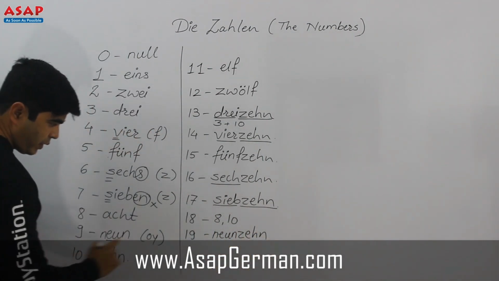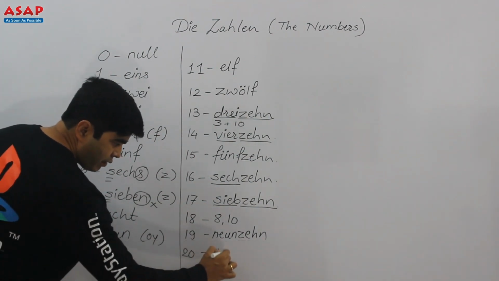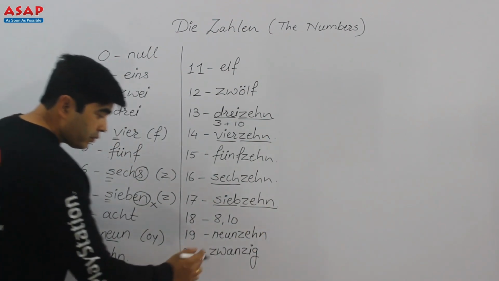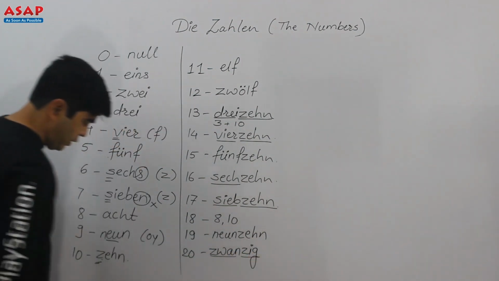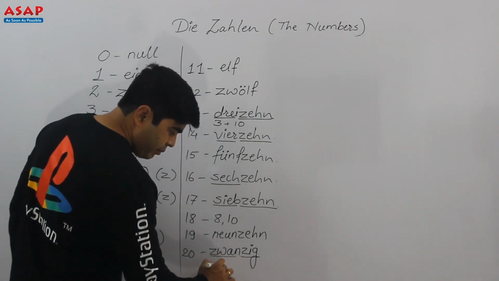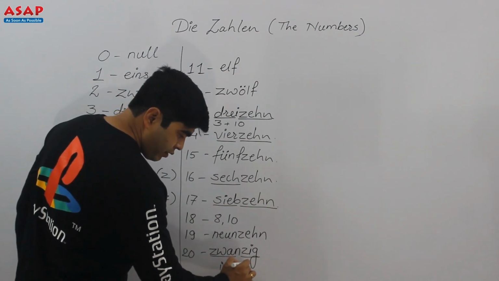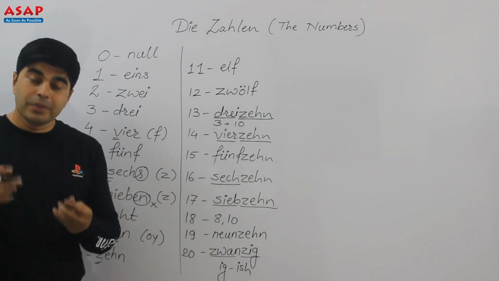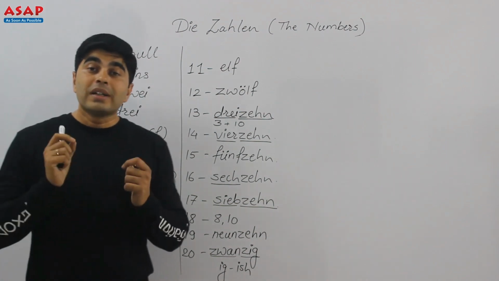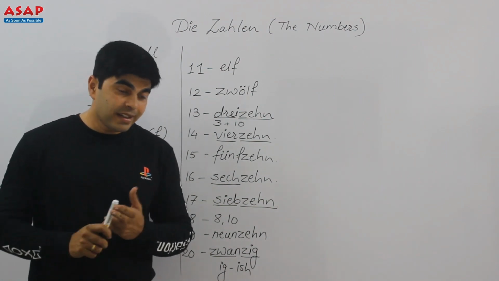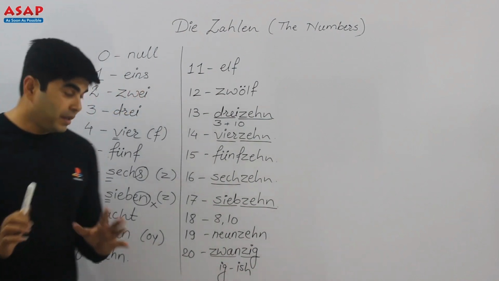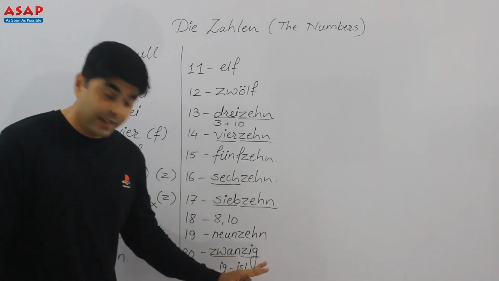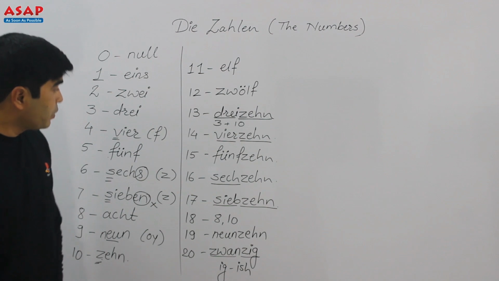And 20 will be zwanzig. What is 20? Zwanzig. Now this ig here is pronounced as ish. But you will notice that there are people who say zwanzig with a g. So g is also correct. Both are fine, you can use anything. But the ish version is most commonly what you will hear in audios and everywhere. So here we have learned numbers up to 20.